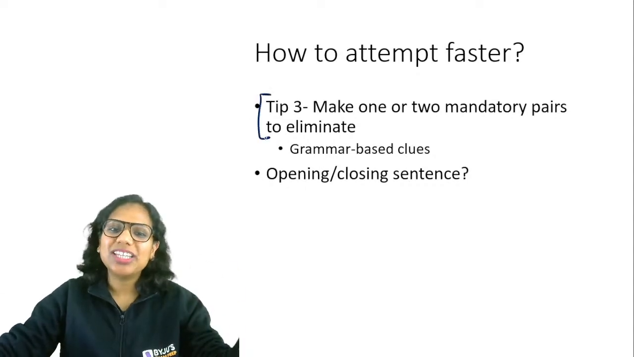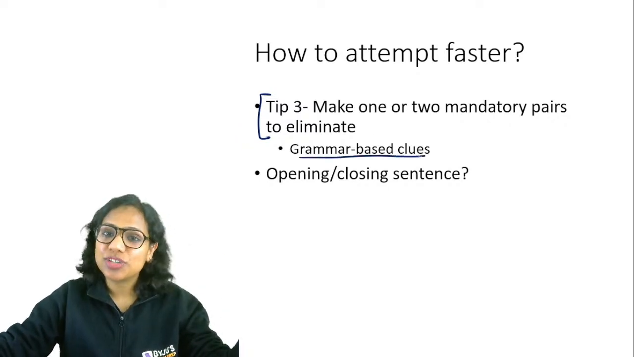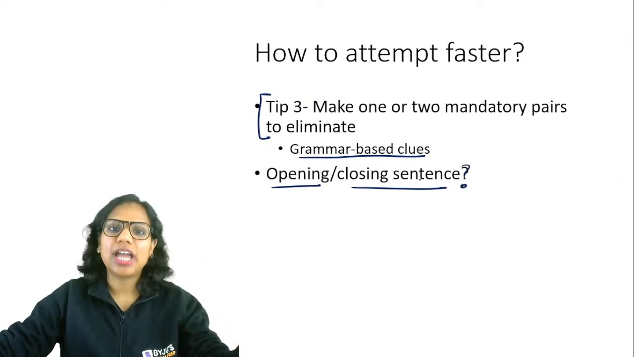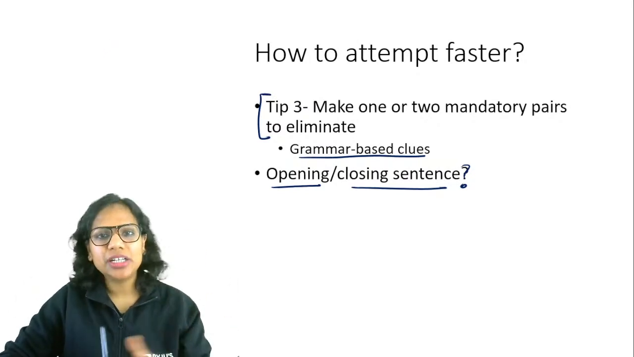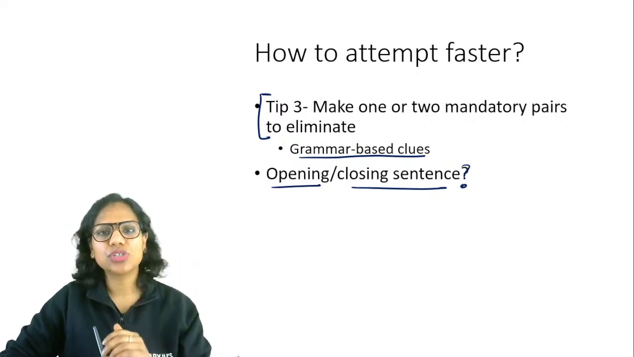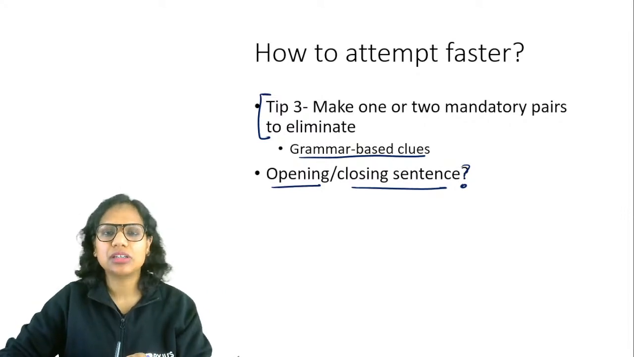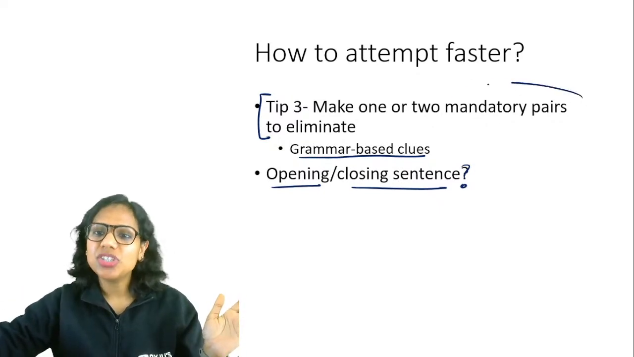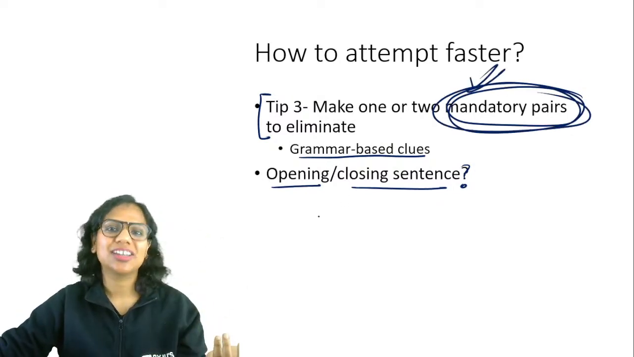This again, I have already given you most of the tips in advance, right? Make 1 or 2 mandatory pairs to eliminate. Make use of grammar-based clues. Now, should I rely exclusively on opening closing sentence? No. I shouldn't first hunt for an opening sentence the moment I encounter a paragraph. If you are reading it and you feel okay, this is the opening sentence, very good. If you are reading, you feel that this is the closing sentence, you have a strong hunch, very good. Otherwise, don't be stubborn or bent on finding the opening or closing sentence because sometimes it might not be very obvious and you might end up wasting your time. So just focus on the mandatory pairs. If you find it, bonus. If you don't, fine.